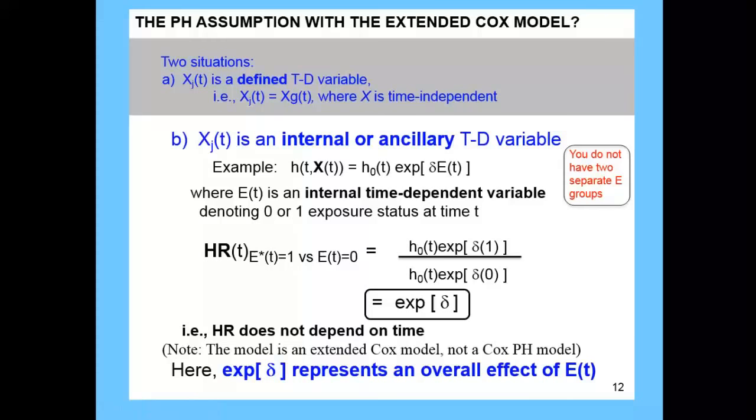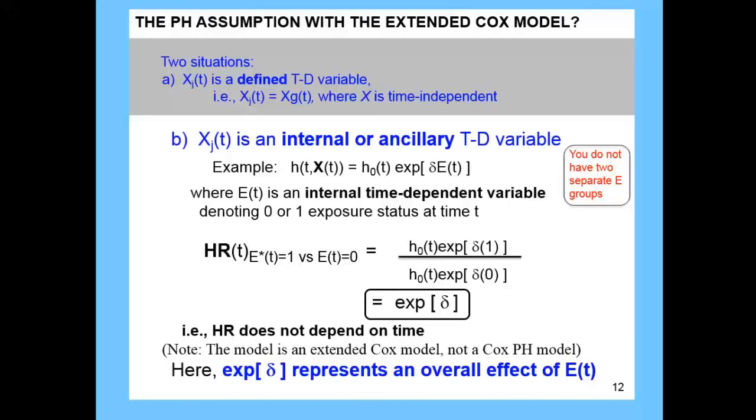Does that mean the model is now a proportional hazards model? Doesn't mean that. It means you're still doing an extended Cox model, but you could have an extended Cox model where the hazard ratio doesn't depend upon time. That's what this says. But what does this mean? That's another issue. You notice that E of t is not a variable that's always one value. For a given person, it changes.